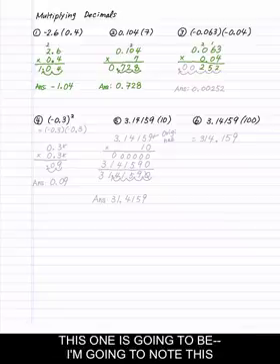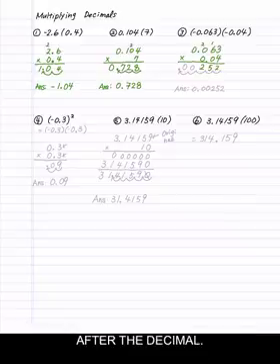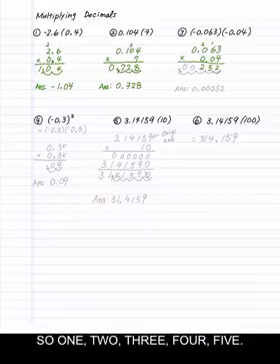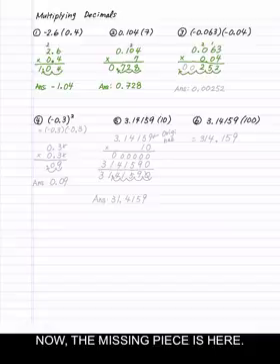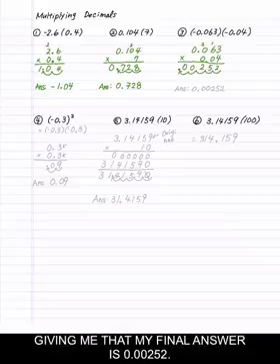I'm going to notice that I have 1, 2, 3, 4, 5 numbers after the decimal. That means I have to move the decimal point 5 places. So 1, 2, 3, 4, 5. Now, the missing pieces here, I'm going to have to fill in with zeros. So I'm going to put in a couple of zeros there as placeholders, giving me that my final answer is 0.00252.